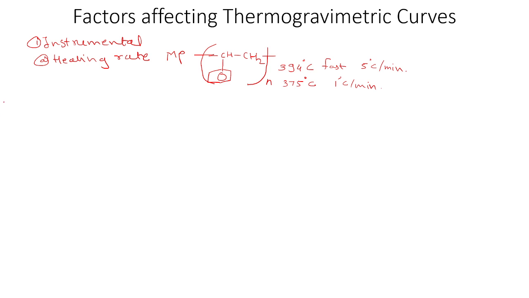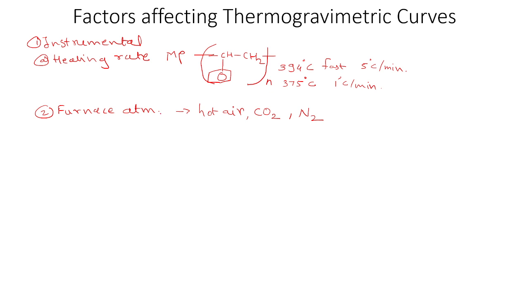Then the second instrumental error is furnace atmosphere. What is furnace atmosphere? It means you can use hot air, normal atmosphere, or you can use an atmosphere saturated with carbon dioxide, or you can use nitrogen. Different gases can be there, but which atmosphere is used decides the decomposition temperature.